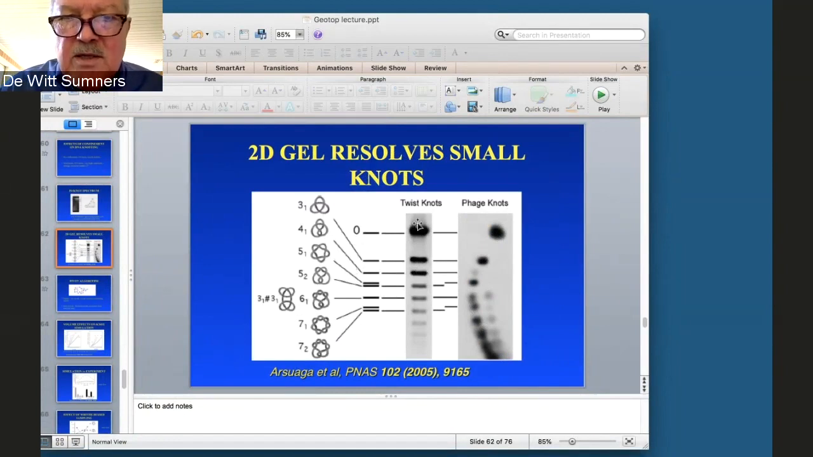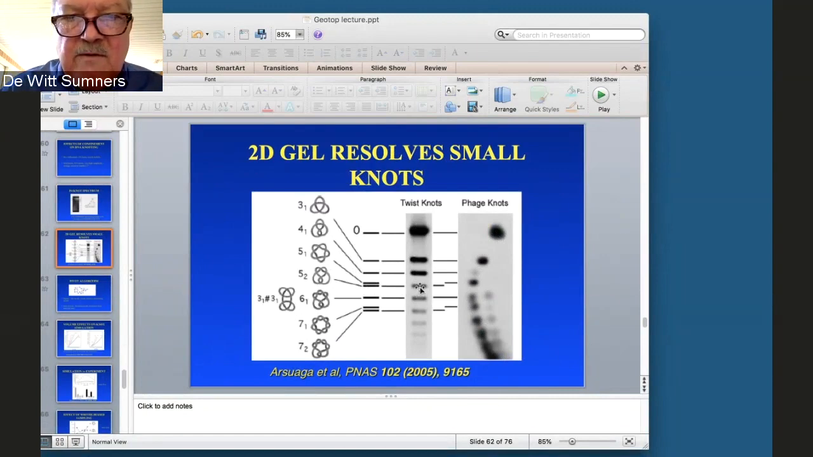Again, these are knots, a reference ladder that you run on the side that you know everything about. So this is the figure 8 knot, and it corresponds to this very faint blob over here on the gel. And the 5 crossing knots are the interesting ones. This is the torus knot, and this is the twist knot. And it turns out that the torus knot moves a little more slowly than the twist knot. The twist knot moves faster on the gel than the torus knot.